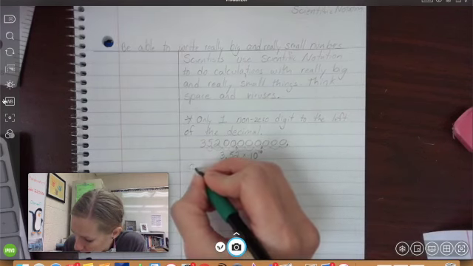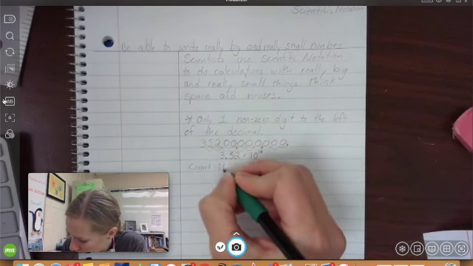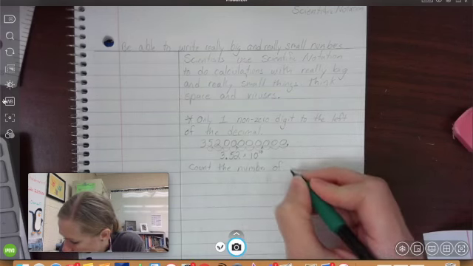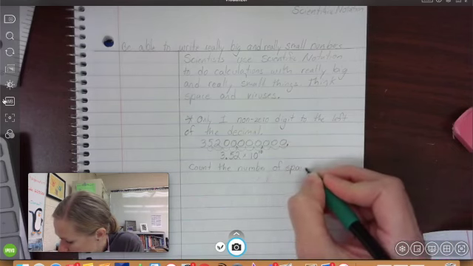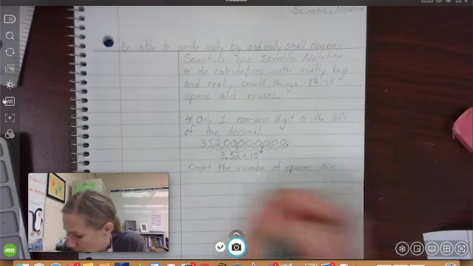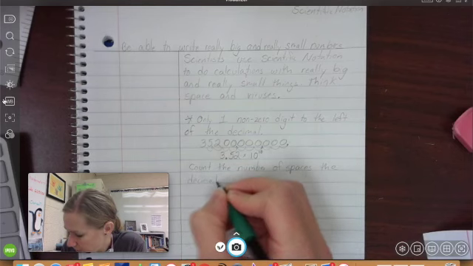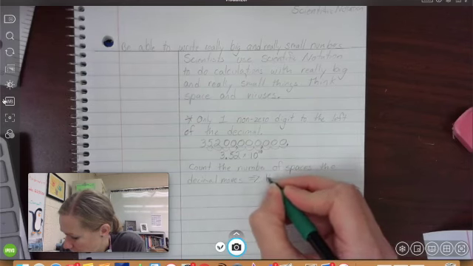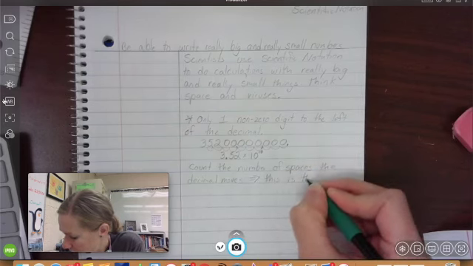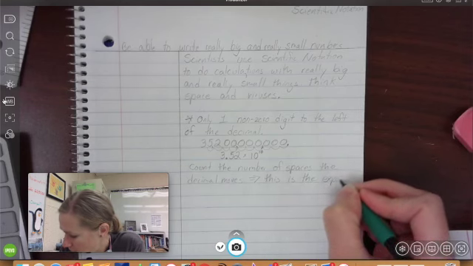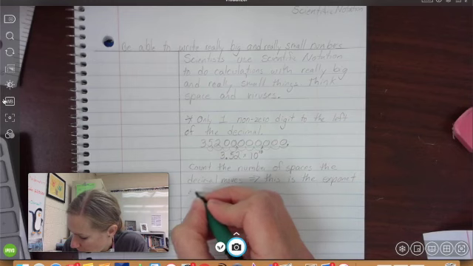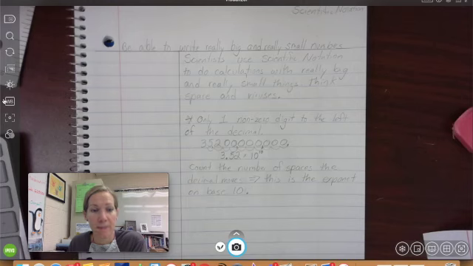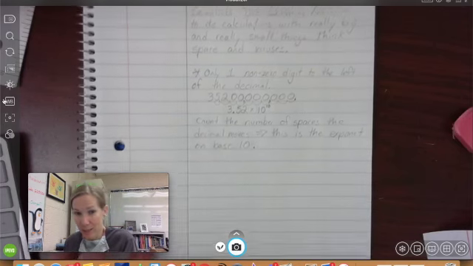So you count the number of spaces the decimal moves. This is the exponent on base 10. Okay? So what about really, really small numbers?